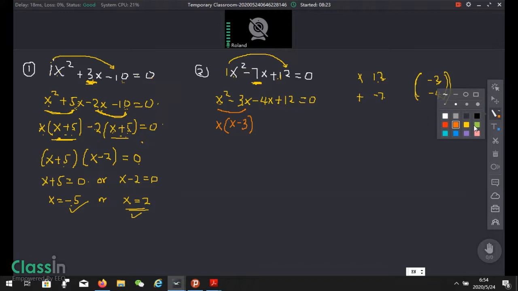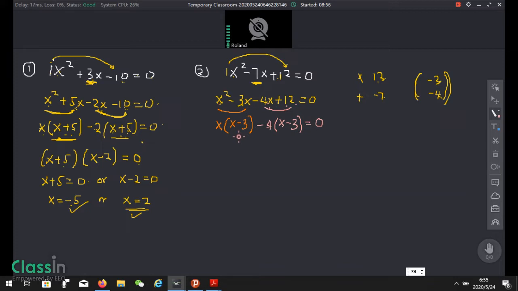Then we come to the next two terms. For the next two terms, we can see 4 is common, so we can factorize negative 4 out. If we factorize negative 4 out, we have x minus 3, because negative 4 times x is negative 4x, and negative 4 times negative 3 is positive 12. So we have equal to 0. So nothing has changed.